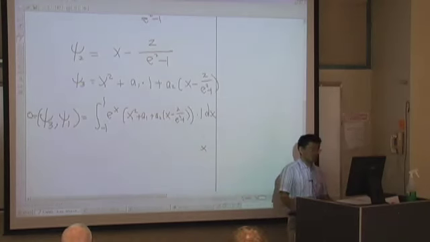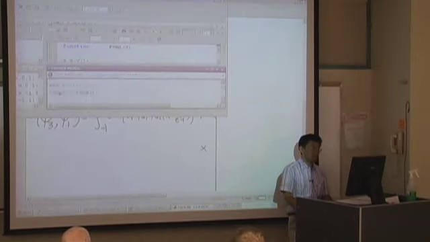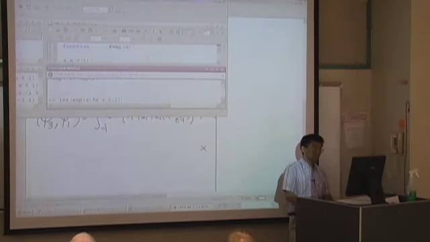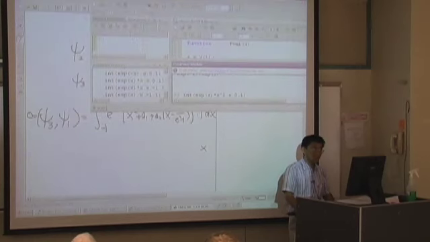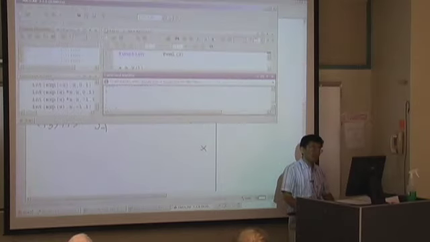So the first integral is x squared. I think I did the first integral. X squared multiplied by the exponential function, integrate. Oh, did I do it correctly? I might have done everything wrong because I found that the boundaries are not minus 1 to 1.